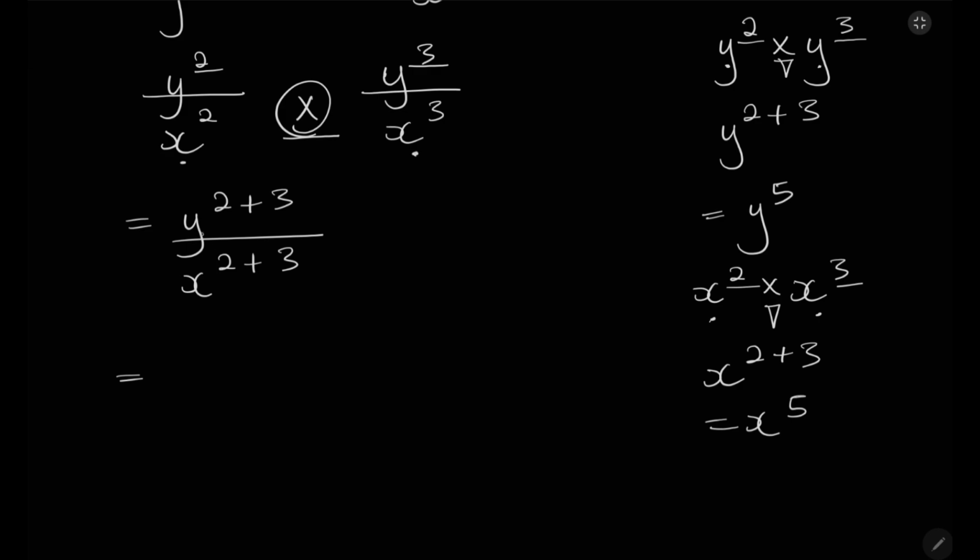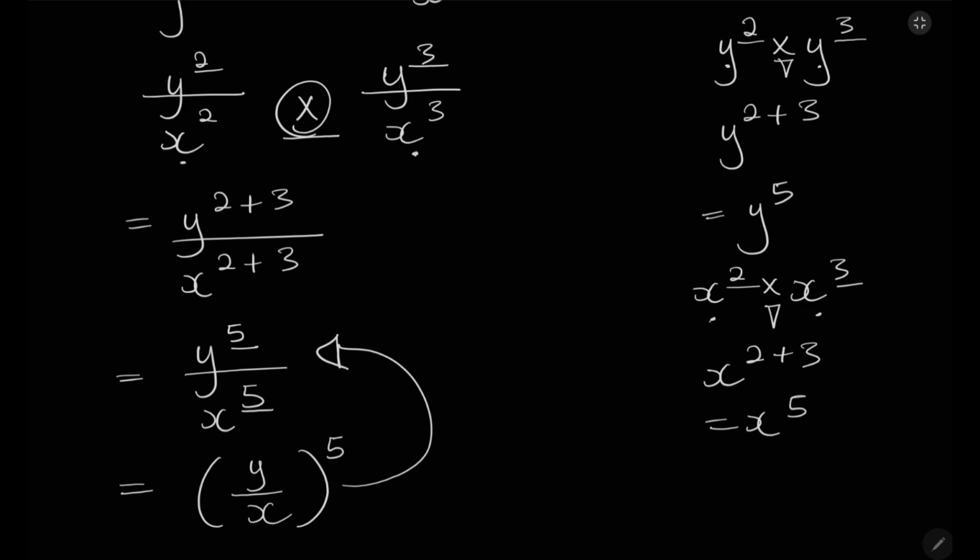Now let's calculate. We should have y to the power 2 plus 3, which is 5, over x to the power 2 plus 3, which is also 5. So our answer is y to the power 5 over x to the power 5. However, we can factor out this 5. We'll have y over x in our bracket, and we should put our 5 there. If you distribute this, you should get y to the power 5 over x to the power 5.